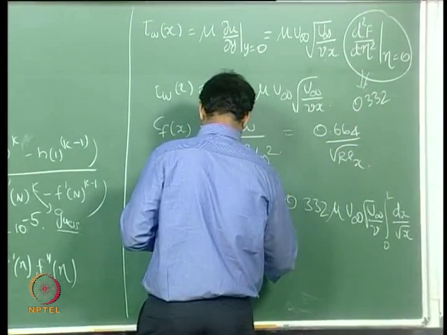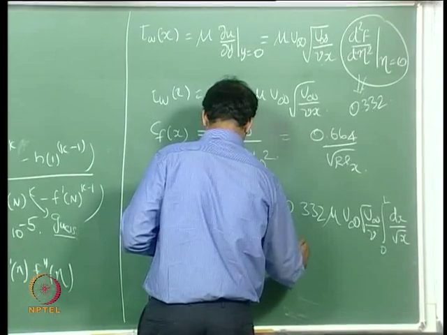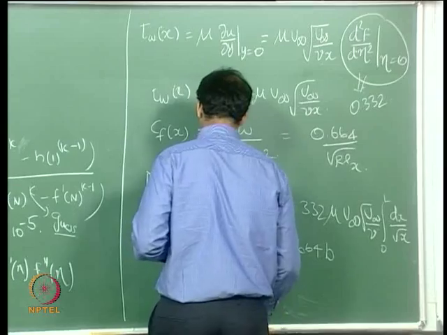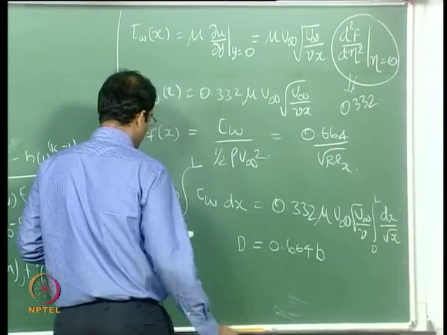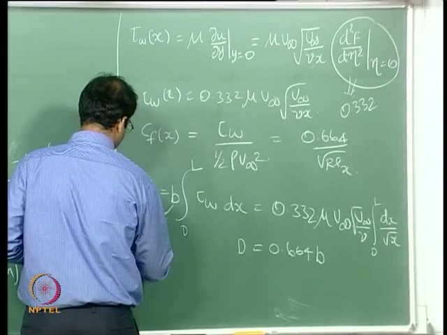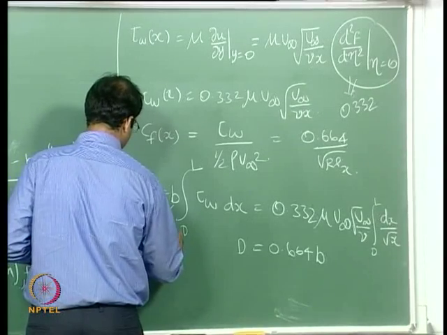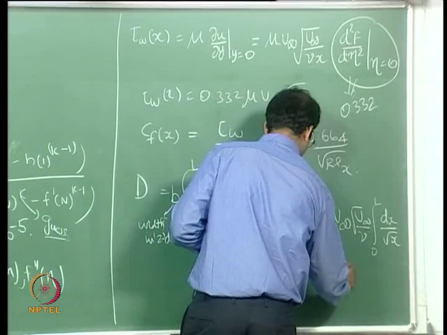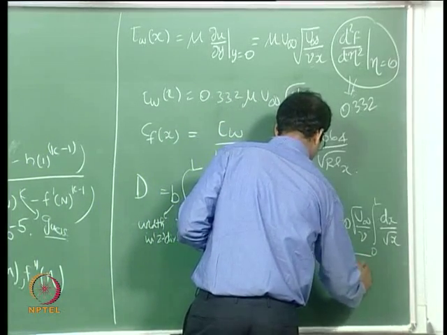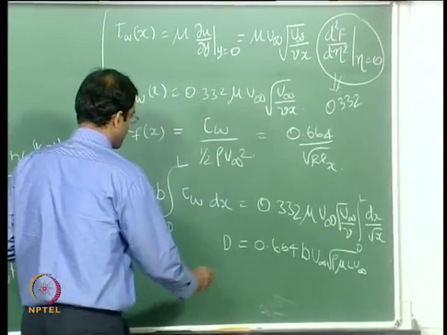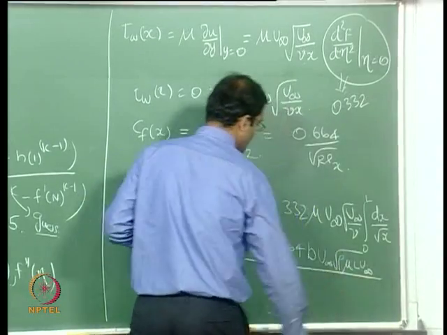Which gives me the value 0.664. If I assume width of B, this is the width in the third direction perpendicular to the board. So this gives me the expression for the drag force.